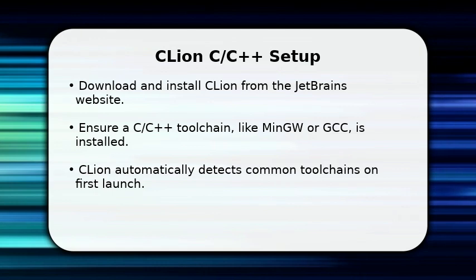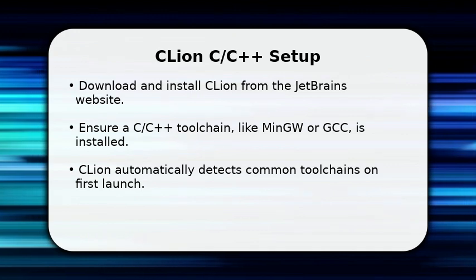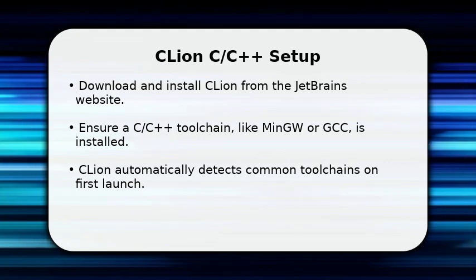Before launching, make sure you have a C or C++ toolchain, such as MinGW or GCC, already installed on your system. CLion is designed to automatically detect these common toolchains when you open it for the very first time. After installation, always verify your toolchain settings within CLion's preferences to ensure everything is correctly configured.